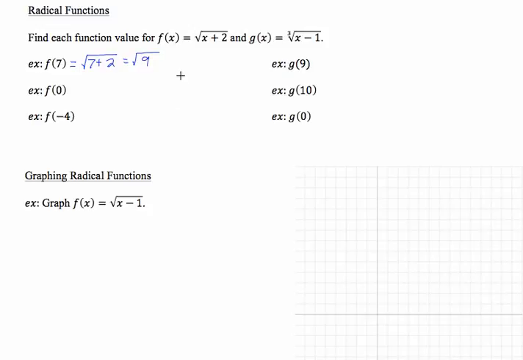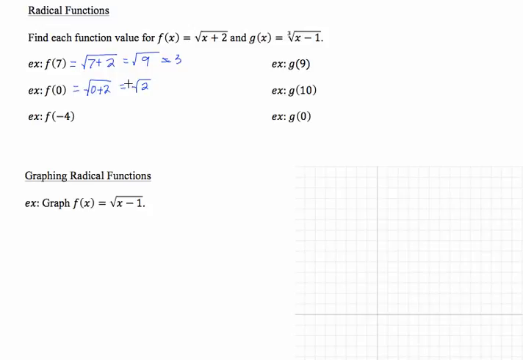F of 0 would be plug in 0 for f, so that would be square root of 0 plus 2, or the square root of 2, and then you go, wait a minute, square root of 2 is not a perfect square, so that's not a rational number. There's no easy way to write it. So in fact, the simplest exact way to write this answer is to leave it like that and just say square root of 2.